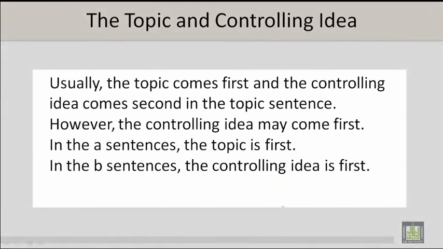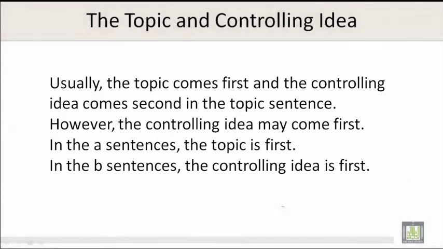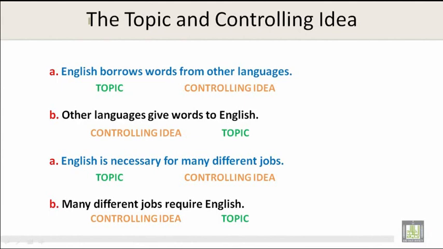Usually the topic comes first and the controlling idea comes second in the topic sentence. However, the controlling idea may come first. In the A sentences, the topic is first. In the B sentences, the controlling idea is first. Now, let's take a look at the topic and controlling idea. In each of these sections, A, B, A, and B, you will find the topic and controlling idea.